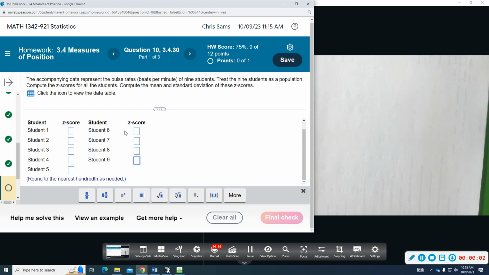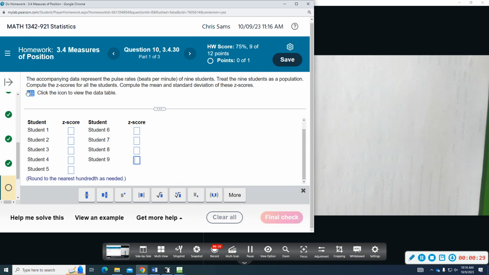All right, question number 10. We have some data of pulse rates, beats per minute of 9 students. We're going to treat these 9 students as the population, and we're going to compute the z-score and the mean. We're going to compute the mean and standard deviation of these z-scores. It says round to the nearest hundredth, so we're going to round to 2 decimal places.